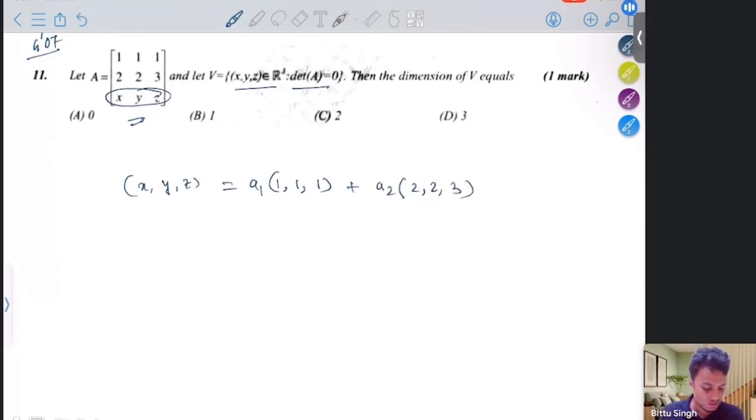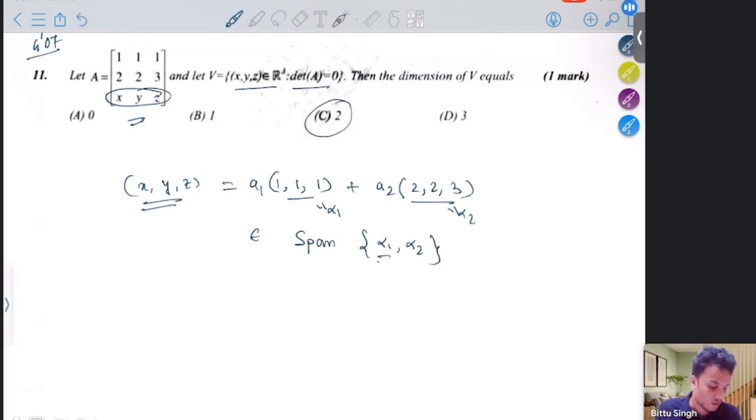And we can easily see that those two vectors are linearly independent. Therefore, those x, y, z are generated by a linear combination of those two vectors. That is, x, y, z belongs to the span of this, if we denote them by alpha 1 and alpha 2, span of alpha 1, alpha 2. And alpha 1 and alpha 2 are linearly independent. So clearly you can see the dimension is 2, because the basis is given by alpha 1, alpha 2.